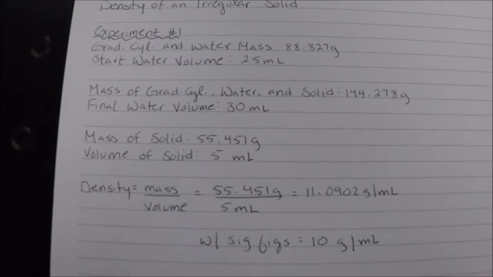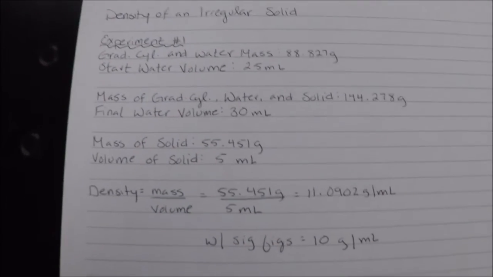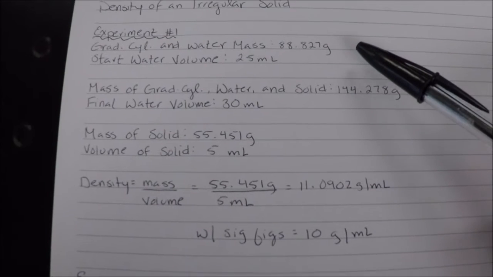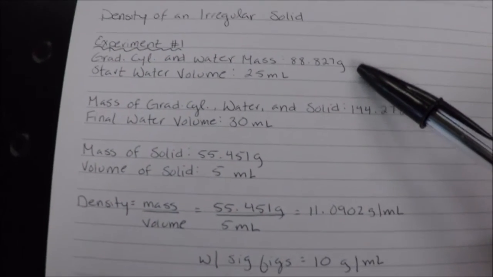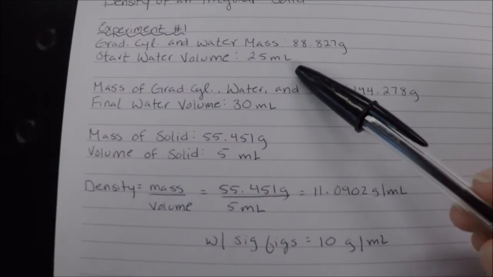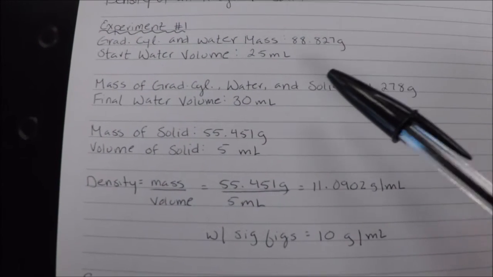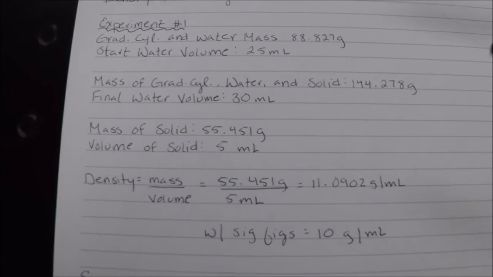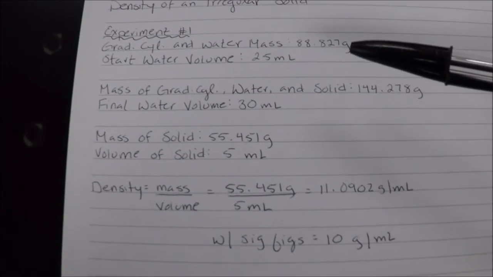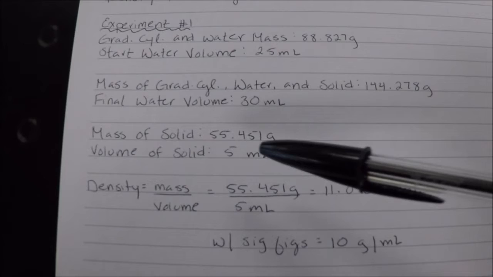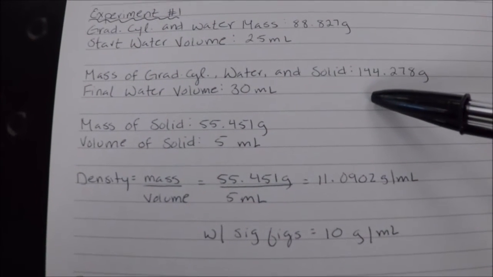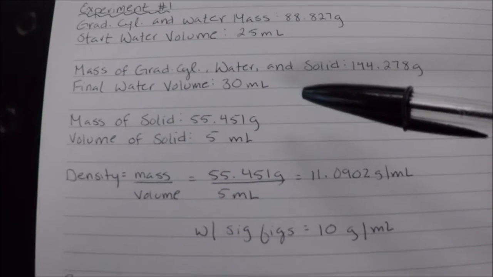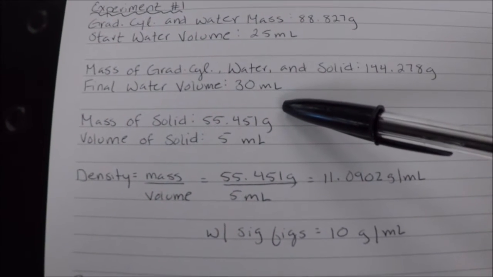Here are the values we got for the density of an irregular solid for our first experiment. Our graduated cylinder and water mass came out to be 88.827 grams, and the start water volume was 25 milliliters. Now we're just going to do two significant figures. We're not going to use any decimal points. That's the general practice when you're doing the density of an irregular solid. And so once we added the solid, we got 144.278 grams as the mass. And our final water volume we made out to be 30 milliliters.